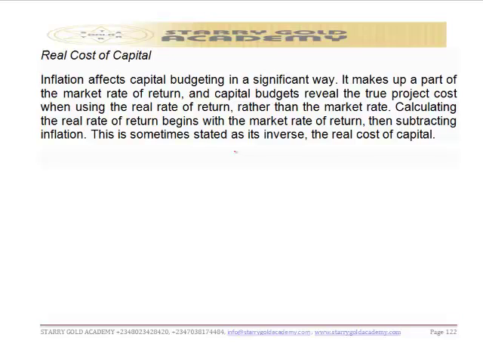Inflation affects capital budgeting in a significant way. It makes up a part of the market rate of return, and the capital budget reveals the true project cost when using the real rate of return rather than the market rate. So the calculation of the real rate of return begins with the market rate of return, subtracting inflation, and this is sometimes stated as its inverse, the real cost of capital.